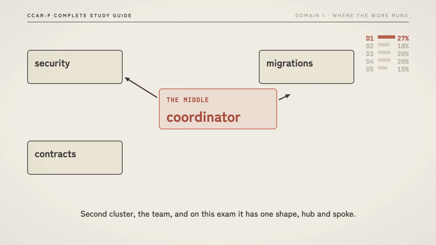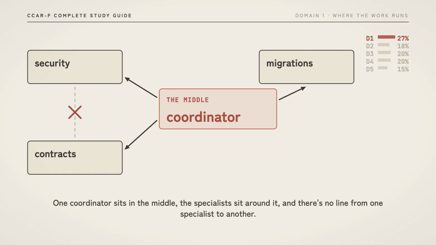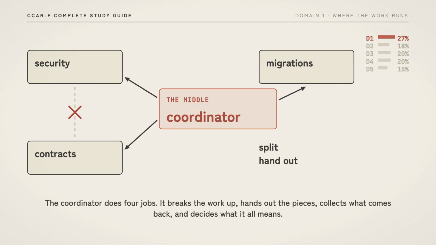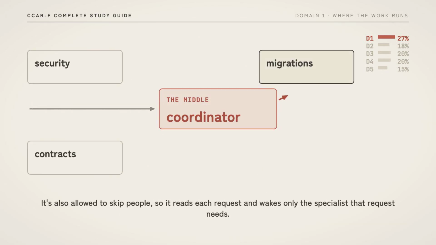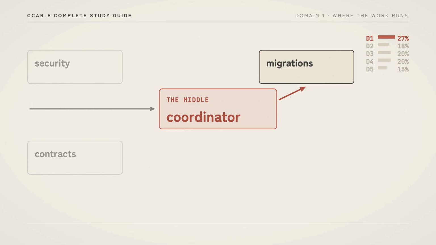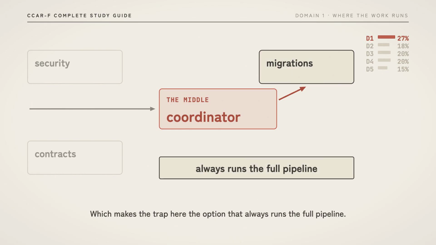Second cluster, the team, and on this exam it has 1 shape, hub and spoke. 1 coordinator sits in the middle, the specialists sit around it, and there's no line from one specialist to another. The coordinator does 4 jobs. It breaks the work up, hands out the pieces, collects what comes back, and decides what it all means. Routing every message through the middle is the design and not bureaucracy, because the middle is the only place you can watch the whole system from. It's also allowed to skip people, so it reads each request and wakes only the specialist that request needs. Which makes the trap here the option that always runs the full pipeline.